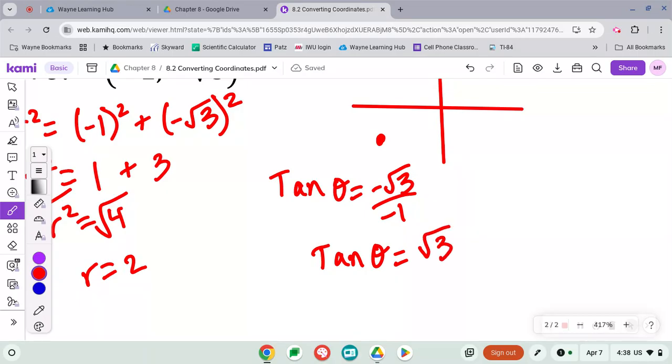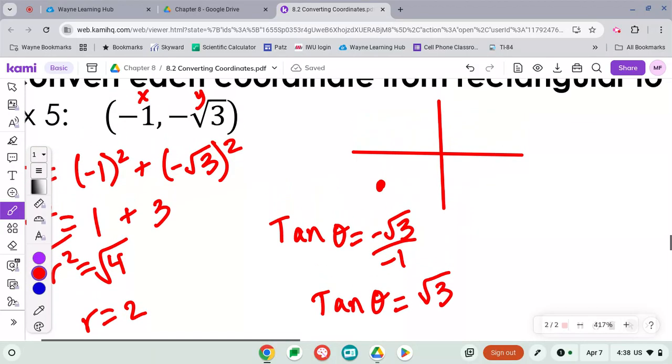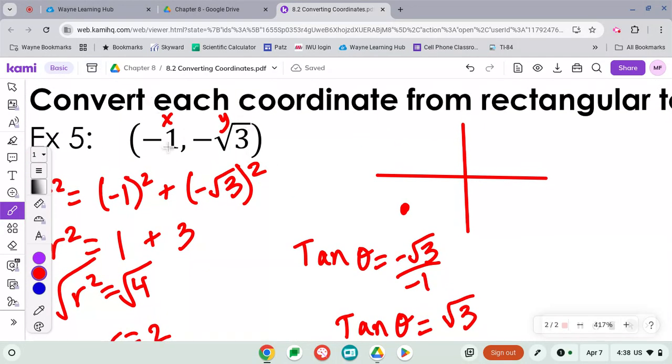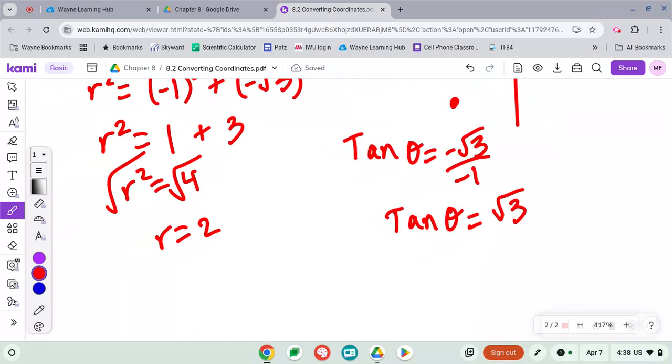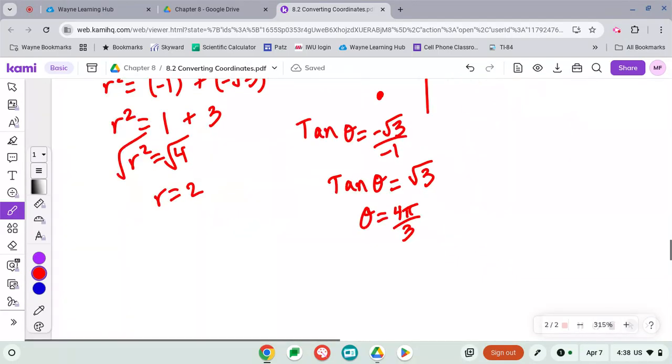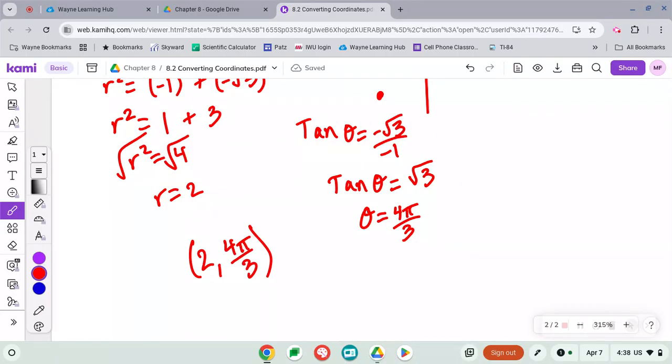So we have to ask ourselves, in quadrant 3, and once again, why do I know it's quadrant 3? Well, x and y were both negative, that's left and down. In quadrant 3, at what location is tangent root 3? That will occur at 4 pi over 3. If you're struggling with that, just go and check where y divided by x gives you root 3, and that is at 4 pi over 3. So now I'll write my ordered pair here, 2, 4 pi over 3, and I am done. That is my answer.